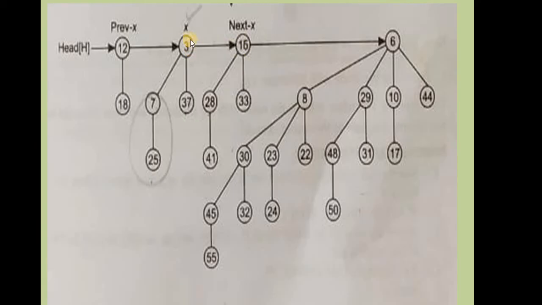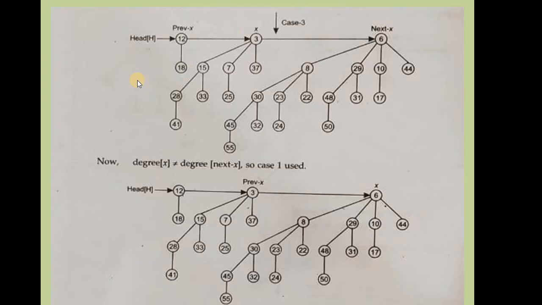3 is minimum. So this will remain in the root and this subtree will become the left child of the 3. So now you can see 3 remains in the root and the next tree becomes the left child of this root. So this is how we have merged two trees H1 and H2, and finally we have this union.